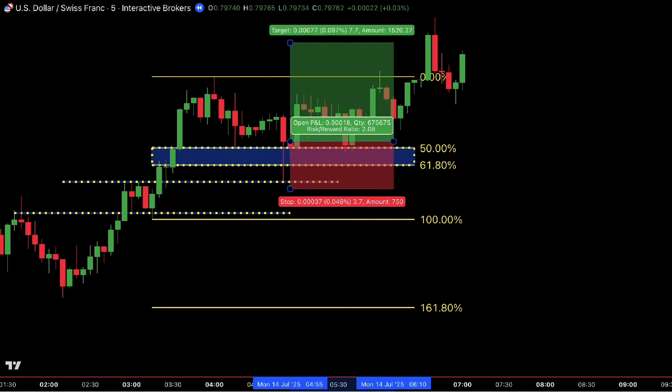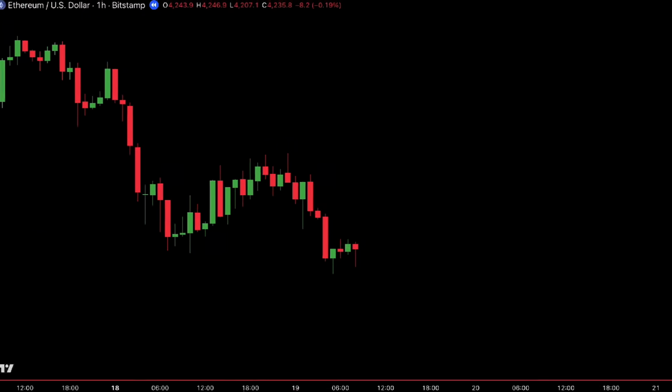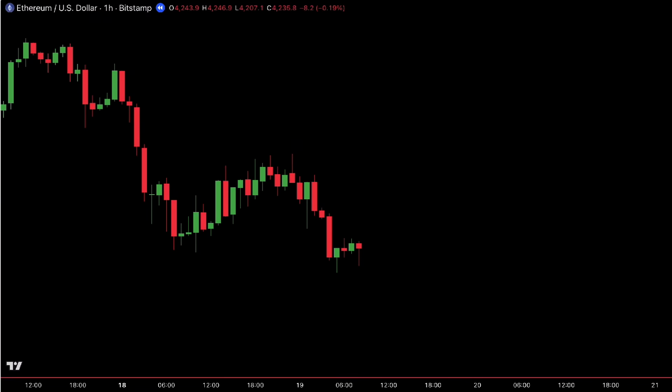And as you can see, price moves straight to the target, giving us a clean 2-to-1 reward to risk ratio on this setup. Now let's move to the swing trading strategy. This is the 1-hour Ethereum chart. And by the way, the strategies I'm sharing work on any financial market.